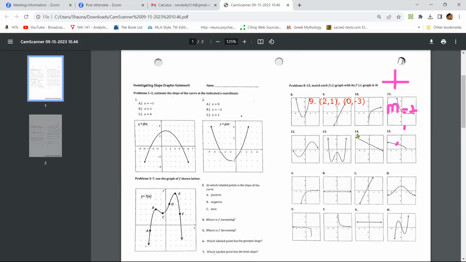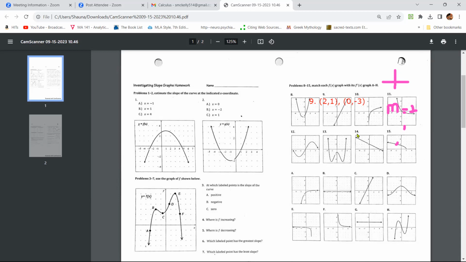Better? Okay. It's constant, right? The slope of the tangent line will be constant, and it will be what? It will be negative, right? That's what it is, because of the way the line is going. So yeah, it will have to match letter B. Alrighty. So the only graphs we haven't done are number 10, 11, and 15.